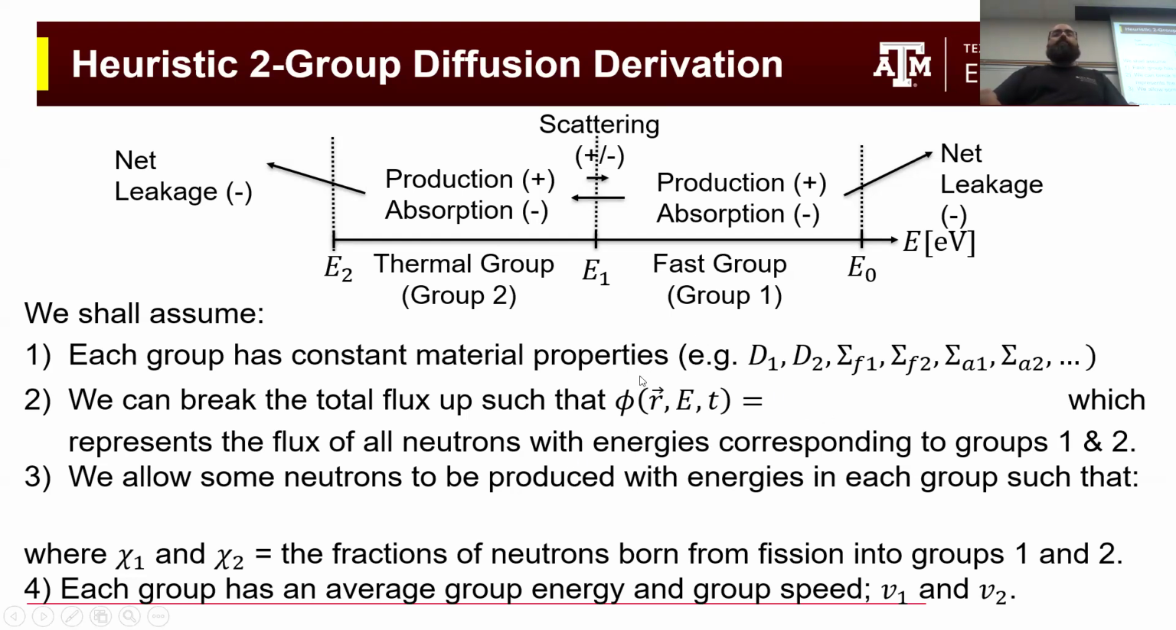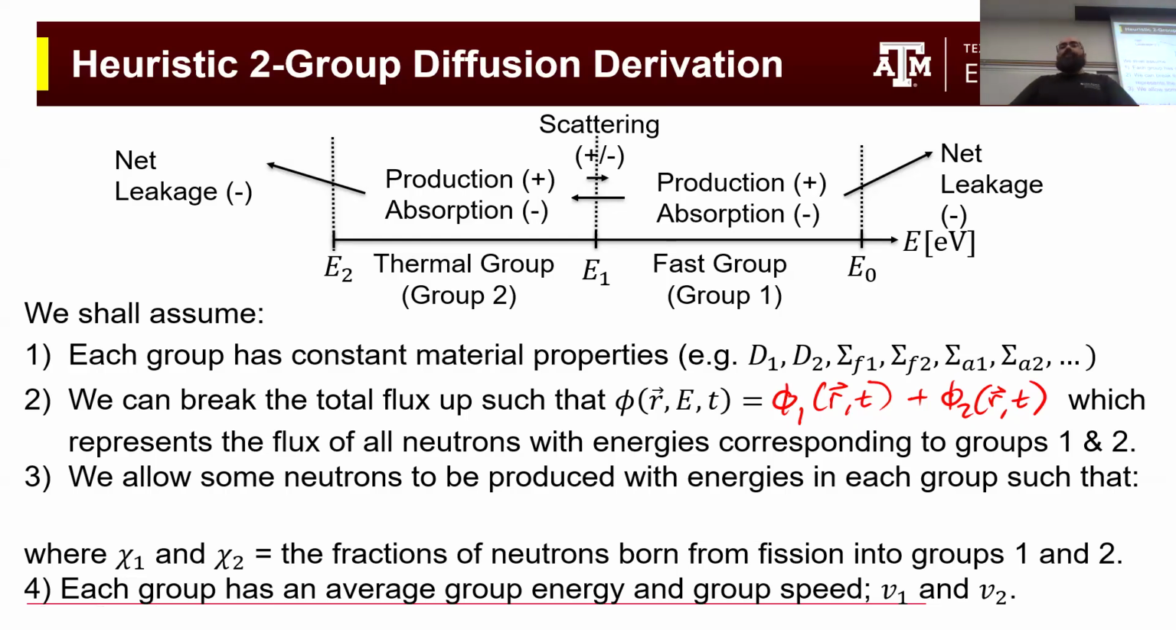And then we're going to assume that we can break up our total energy dependent scalar flux into two parts, where I have phi1, which is a function of r and t, plus a phi2, which is also a function of r and t. The phi with the subscript 1 would correspond to my fast neutron scalar flux. My phi2 would correspond to my thermal group scalar flux. And if I were to add those two things together, it would give me the total number of neutrons of all energies that are making path length per unit volume per unit time in my reactor.